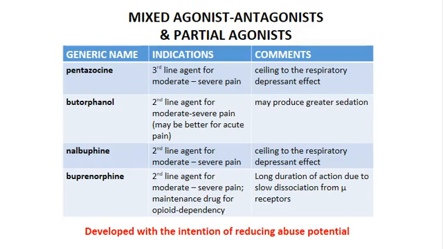Buprenorphine is a partial agonist. It has a very high affinity for the mu receptor, and it can compete with a full agonist at that receptor. So it's used in the treatment of opioid use disorders. It can precipitate a withdrawal 6 to 12 hours after the last dose. Methadone, of course, is longer.